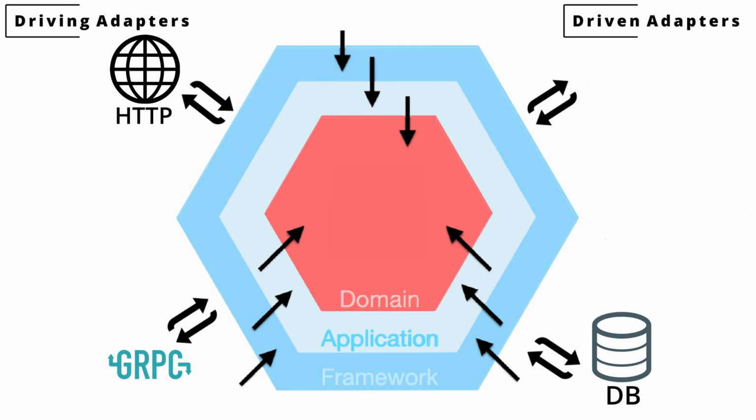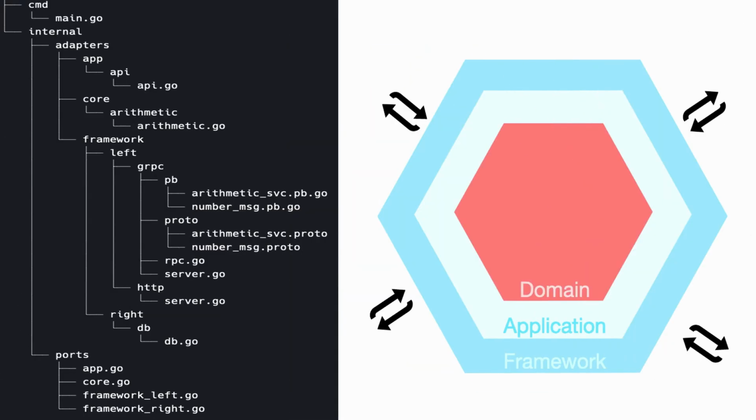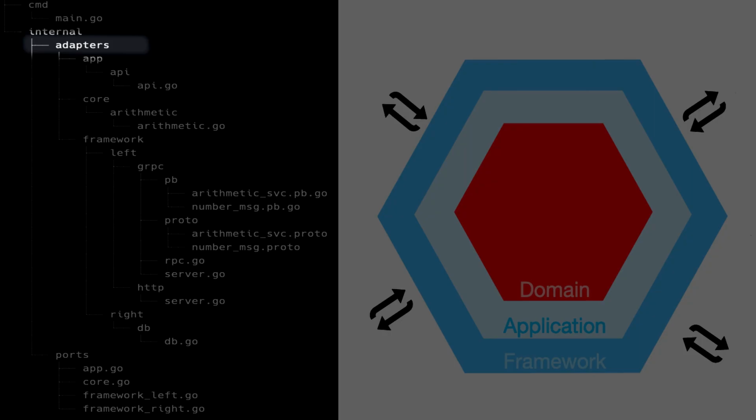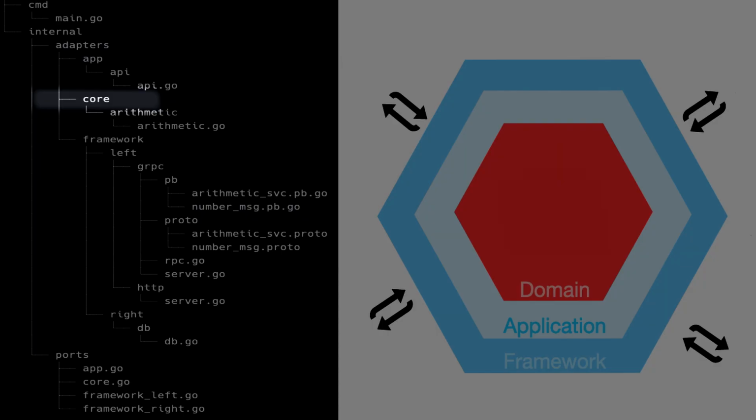Now, let's go over how the structure of our application will look with this pattern applied. So our project directory is going to look something like this. Now don't get discouraged. You'll become quite familiar with this project structure throughout this tutorial. For now, you only need to focus on these key points. This adapter's subdirectory will contain the code for all of our layers. Each layer has its own subdirectory. So the application code will go here in this app directory, the core code in this core directory, and the framework code in this framework directory.